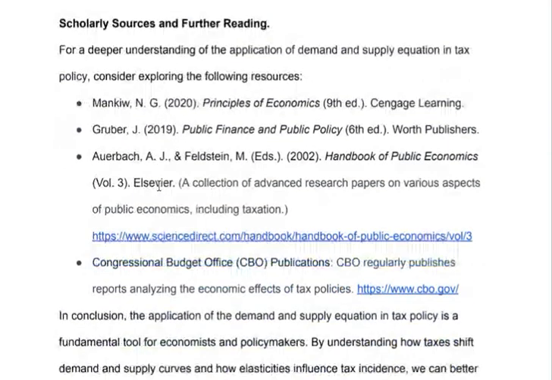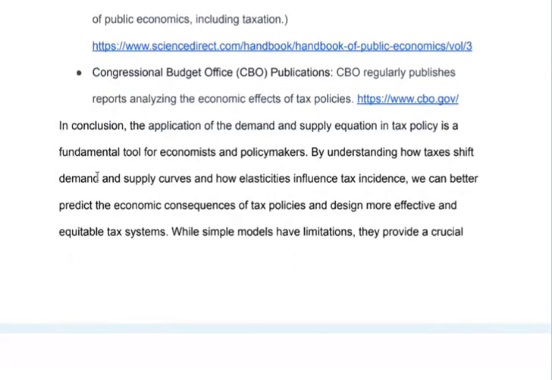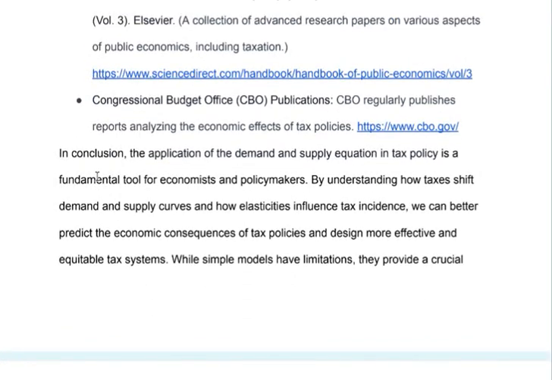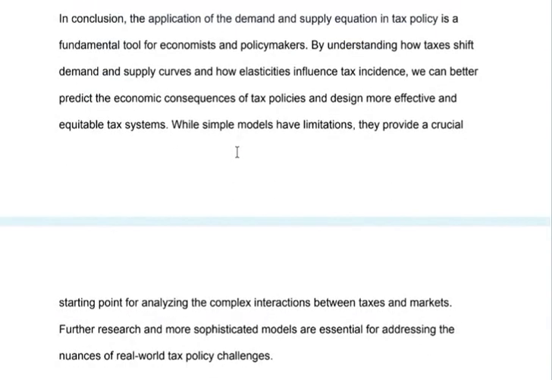Scholarly sources and further reading. For a deeper understanding of the application of demand and supply equations in tax policy, consider exploring the following resources: Mankiw, N.G., Principles of Economics, Cengage Learning. Gruber, J., Public Finance and Public Policy, Worth Publishers. Auerbach, A.J., and Feldstein, M., Handbook of Public Economics, Elsevier. Congressional Budget Office publications: CBO regularly publishes reports analyzing the economic effects of tax policies.